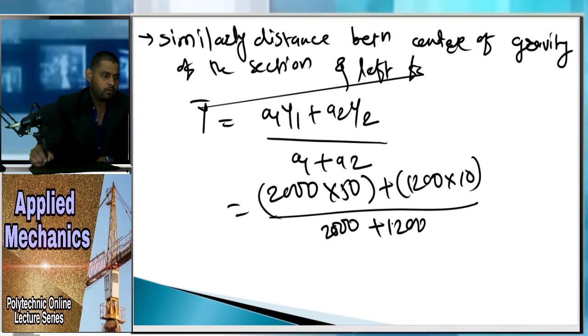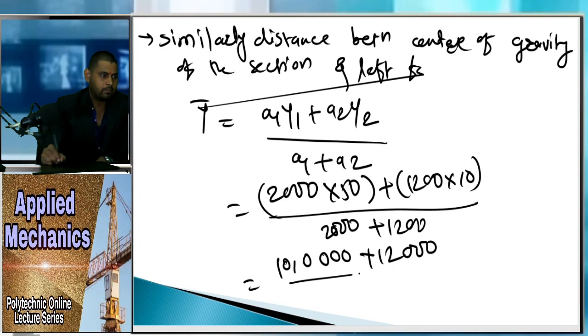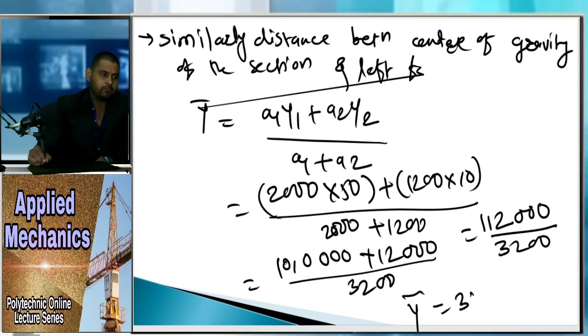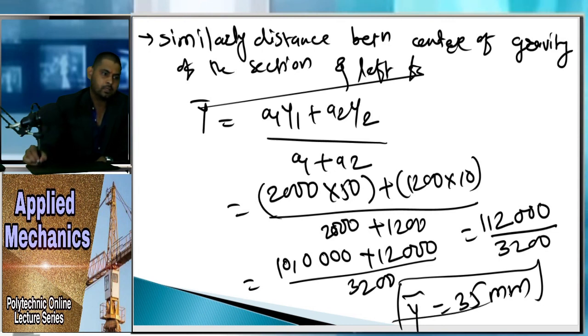So now just do the calculation of this. So you will get the value, that is 100,000 plus 12,000 divided by 3200. Now you will get the calculation of this, that is nothing but 112,000 divided by 3200. So just do the calculation of this term, you will get the value of y bar, that is nothing but 35. So here your problem is complete.